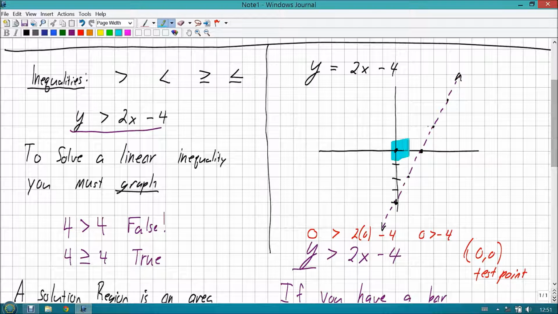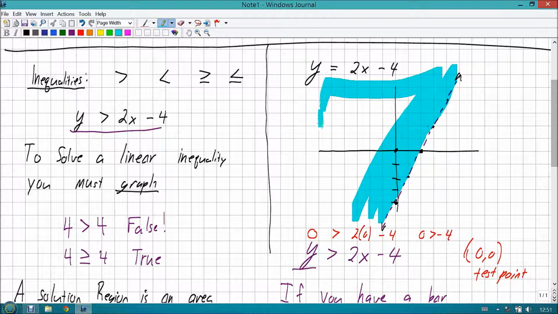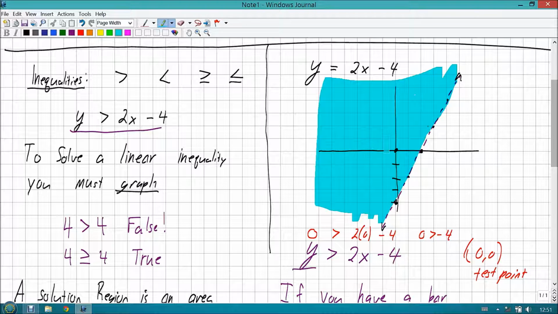Now from that point 0, 0, I go over to my graph and I almost touch it, but I don't go through it. And this would be my solution region. All the area that's in this beautiful teal blue color is my solution region. I won't even write it down. Solution region. So it's really simple. Graph the line. From the line, use a test point. If true, then through. If false, flee.